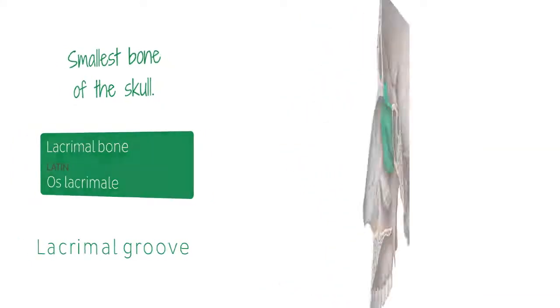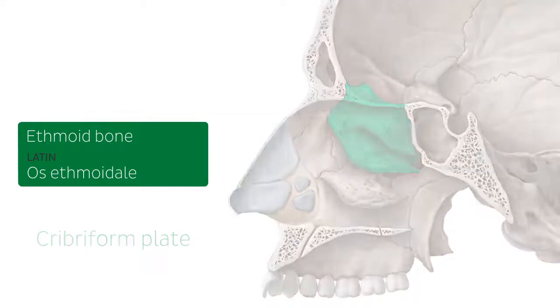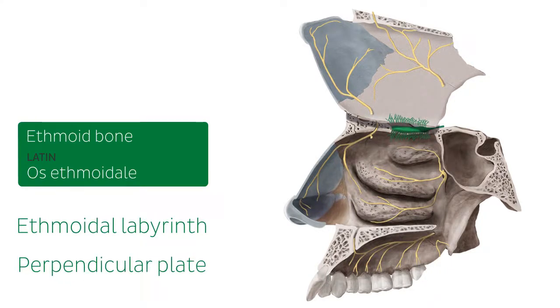Posterior to the lacrimal bone, we find the ethmoid bone. The ethmoid bone is a lightweight, spongy bone situated on the roof of the nose between the two orbits. It is comprised of the cribriform plate, which is pierced by fibres of the olfactory nerve. In the next image, we can see the olfactory nerve piercing the cribriform plate. It's highlighted in green here. Other components of the ethmoid bone include the ethmoidal labyrinth and a perpendicular plate, which forms part of the posterior nasal septum and gives rise to the superior and middle nasal conchae.